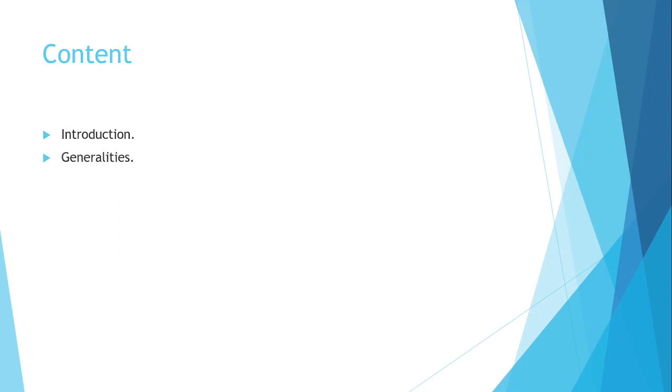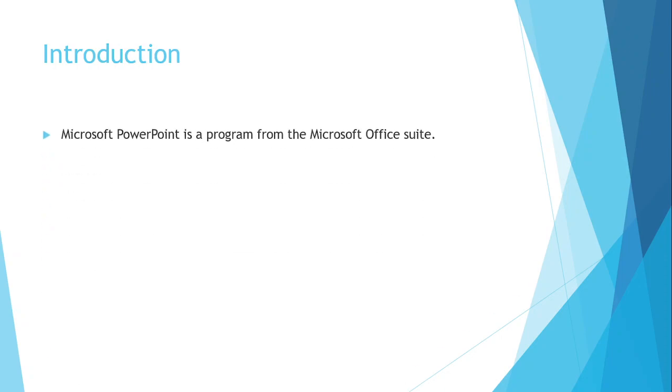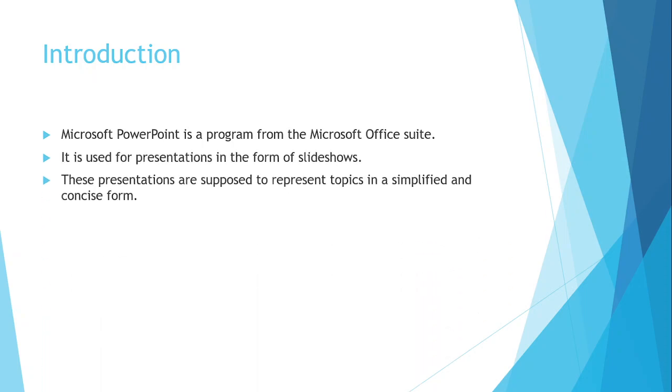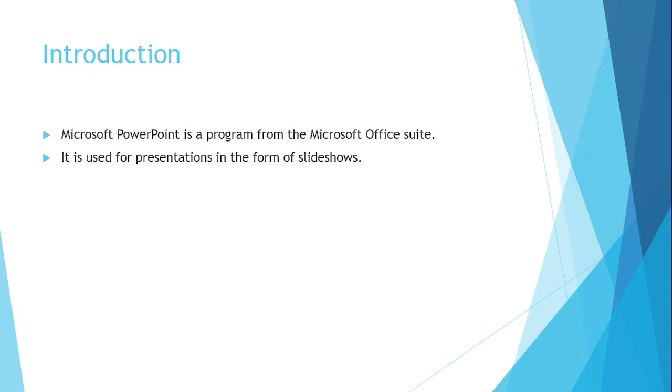Content. We're going to start with an introduction, then general stuff, and then we're going to move to animations, transitions, and finally hyperlinks. Okay, this summarizes what we've seen on Microsoft PowerPoint. Microsoft PowerPoint is a program from the Microsoft Office suite. It is used for presentations in the form of slideshows.